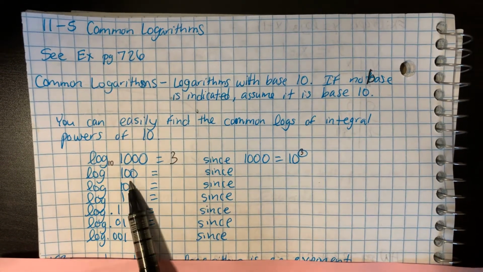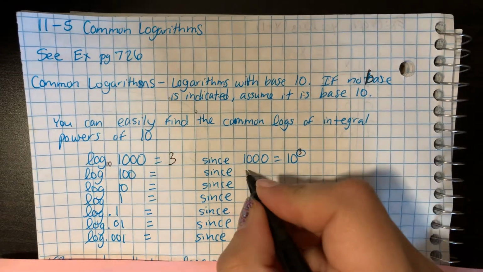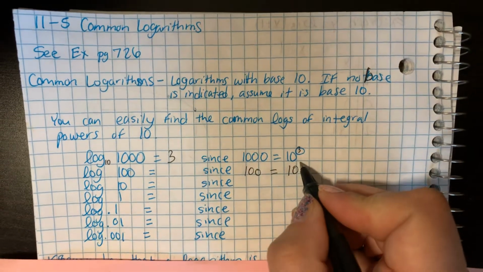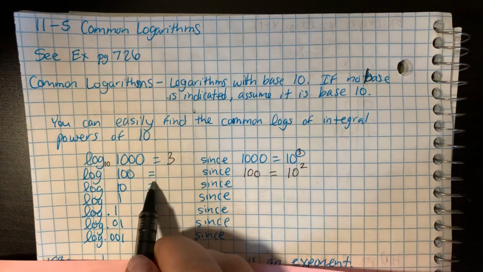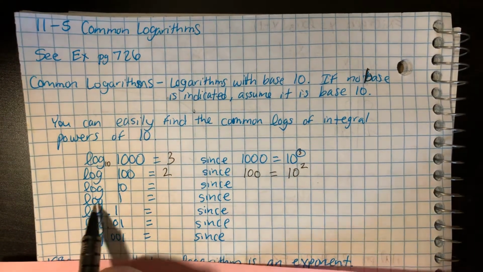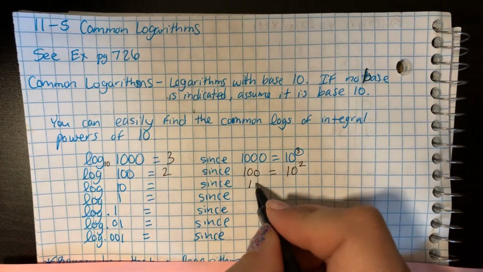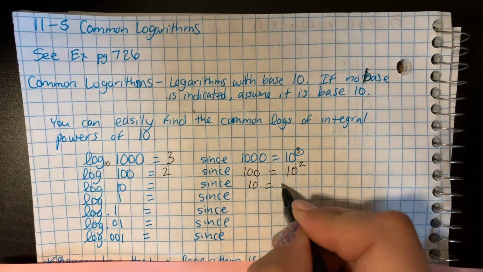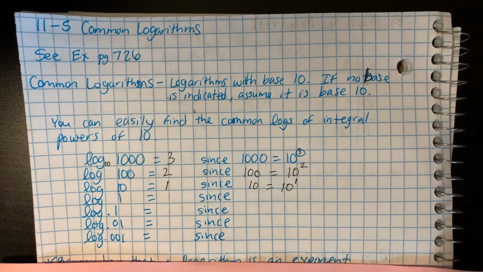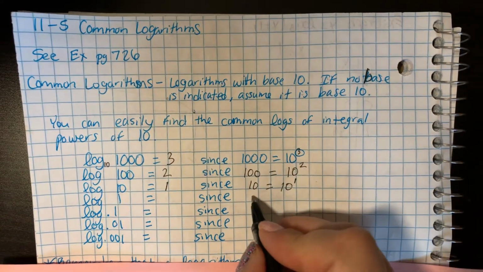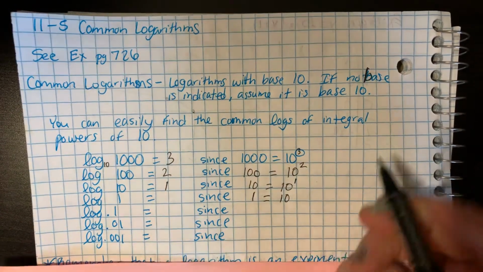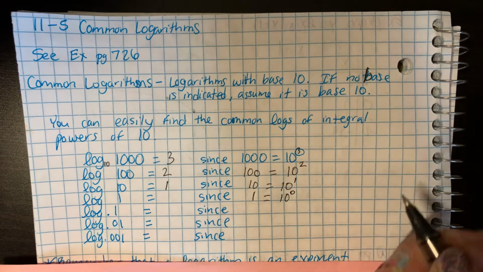Okay, so log of 100, we could rewrite this as 100 equals 10 to the second power. So we know that log of 100 equals 2. Log of 10, which would be 10 equals 10 to the first power, so that's 1. Okay, this is log 1 equals 10 to the, anything to the 0 power equals 1.